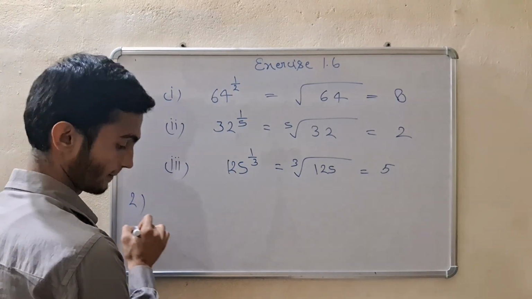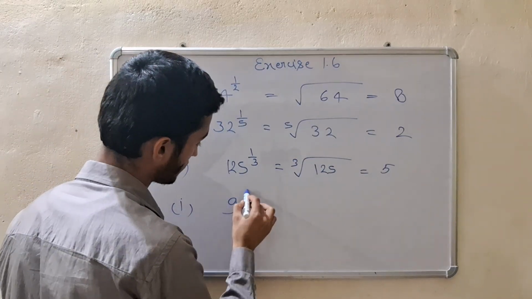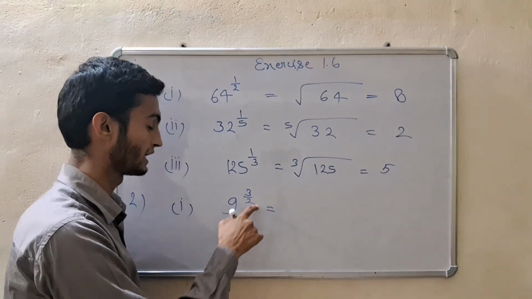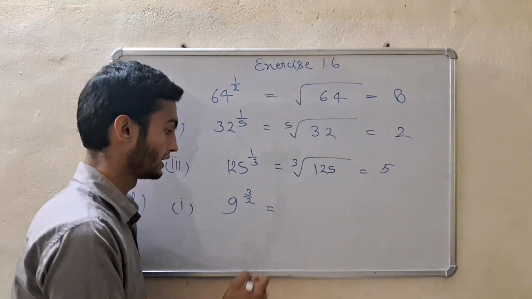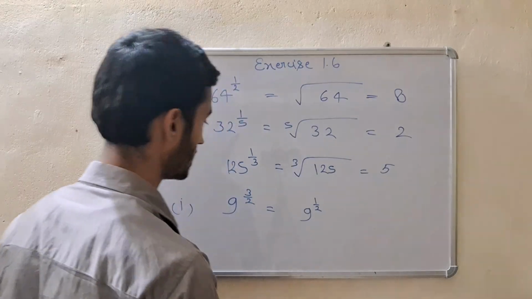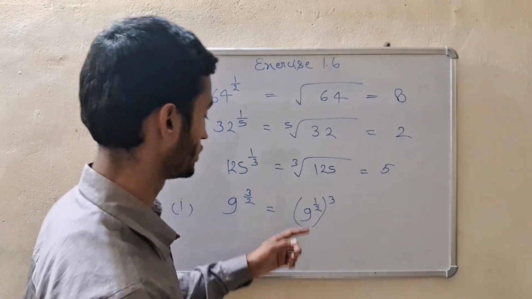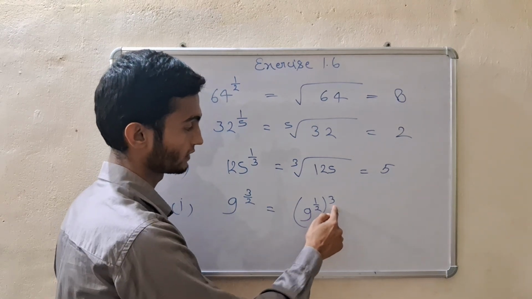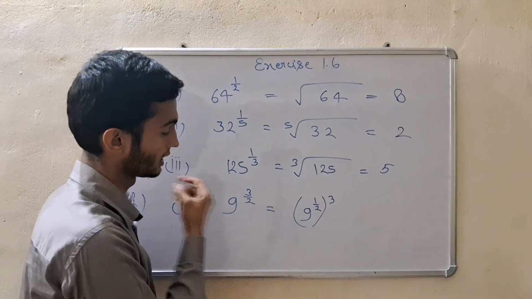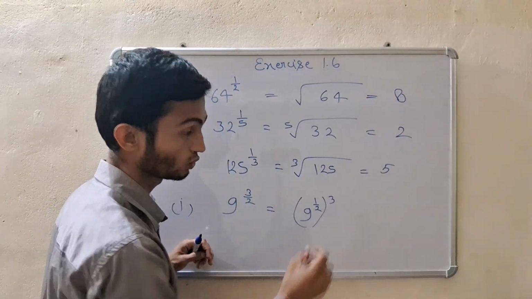Now the second one, it has 3 numbers as well. So 9 to the power 3 upon 2. First we will write this rational number, which is the exponent, in such a way that it becomes easier for us to handle this. Now we can write this as this. We know that we can multiply this exponent with this to get this. So I have split this exponent into these two rational numbers.